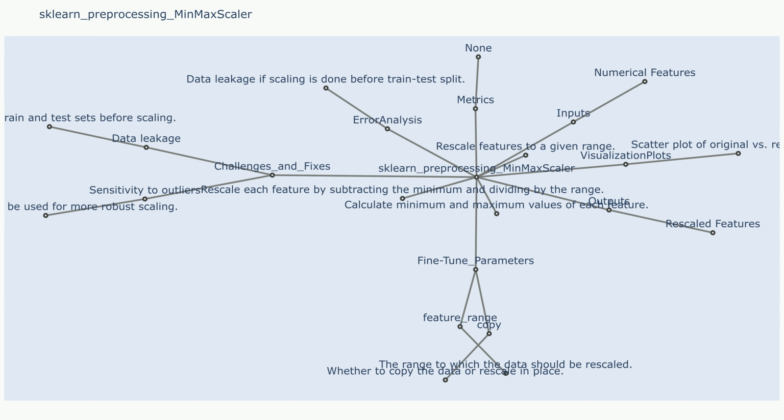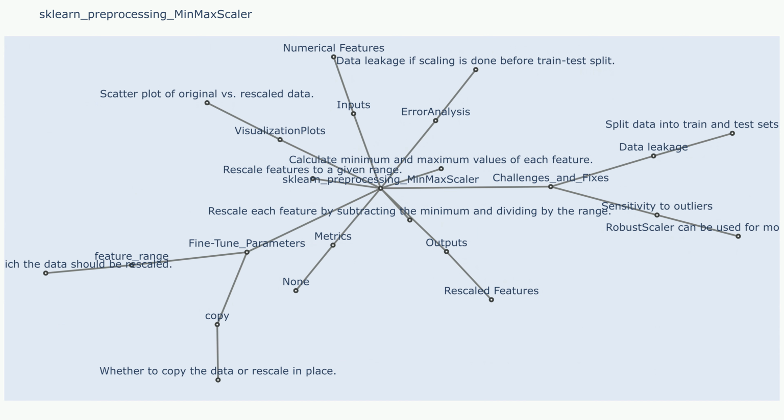Challenges and fixes. Challenge 1. Explain in detail: outliers. Min-max scaler is sensitive to outliers. If a dataset contains extreme values, they can disproportionately influence the scaling process, leading to compressed ranges for other data points.